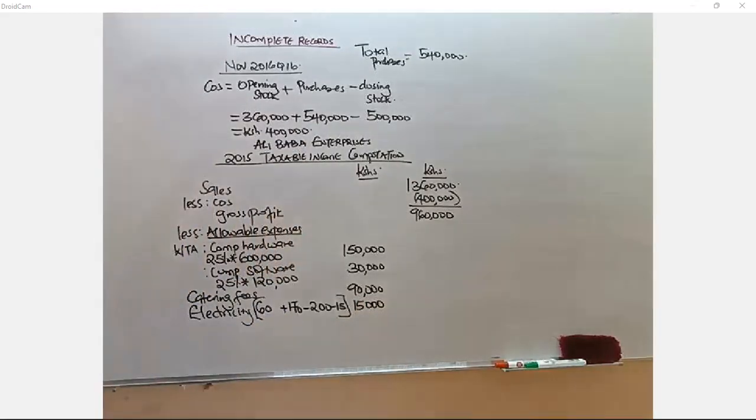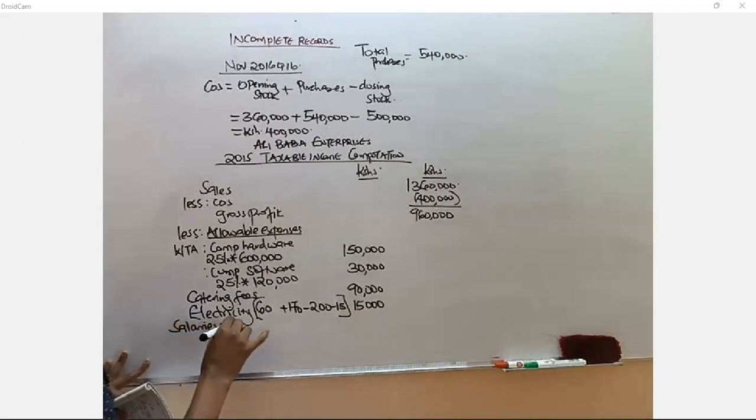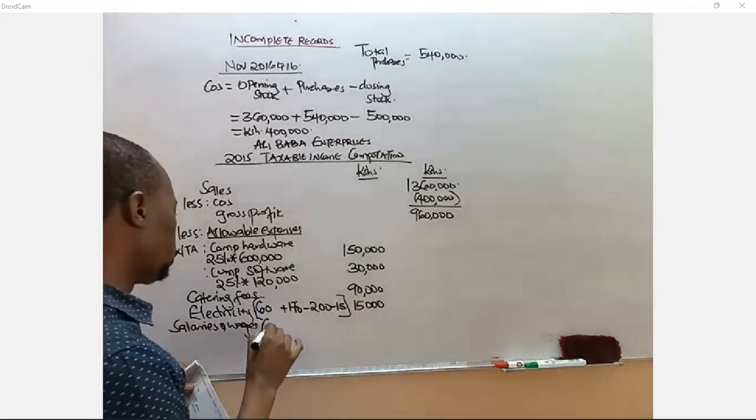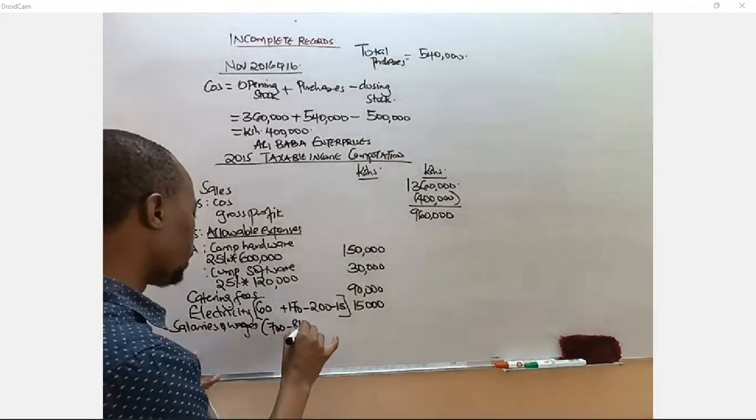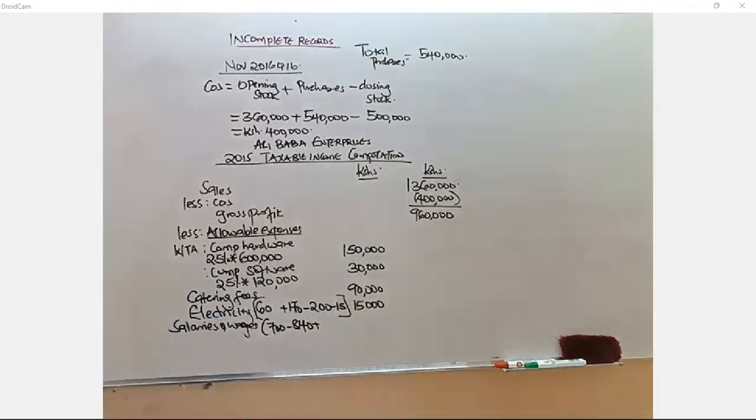Also, we have salaries and wages. During the year we were able to pay some salaries, but we had some accruals on your accounts. I can see salaries and wages accrued. During the year we paid 700,000, so we take 700,000, we subtract the balances at the beginning since it is an accrual, so minus 840, plus the balances at the end, which is 1.6 million.